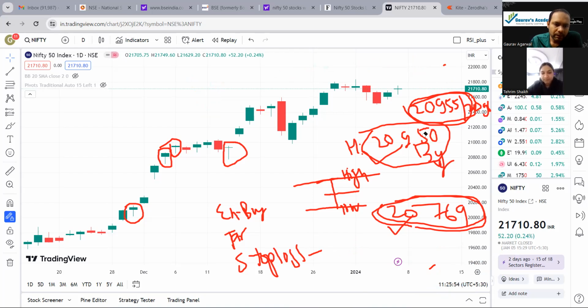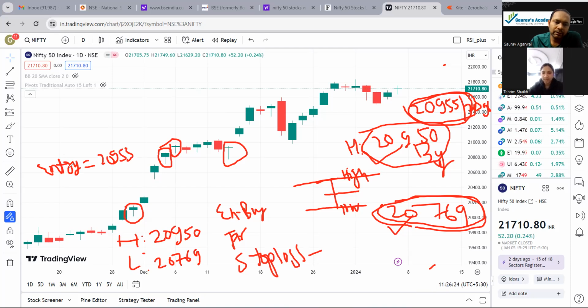Now you tell me how much is the high price and what is the low price here. The high price will be 20950. And the low price of the candle is 20769. And what is our entry price? It will be 20955. So this is our entry price, right?